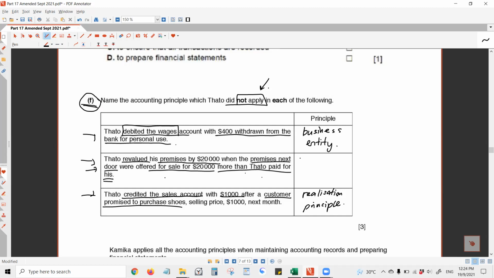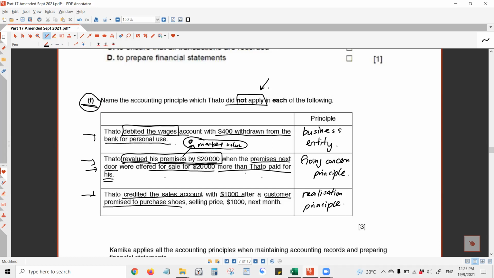It is going concern principle. The answer is going concern principle. Reason is this. By revaluing premises by 20,000, that means what Tato is doing? Tato is showing the premises at market value.